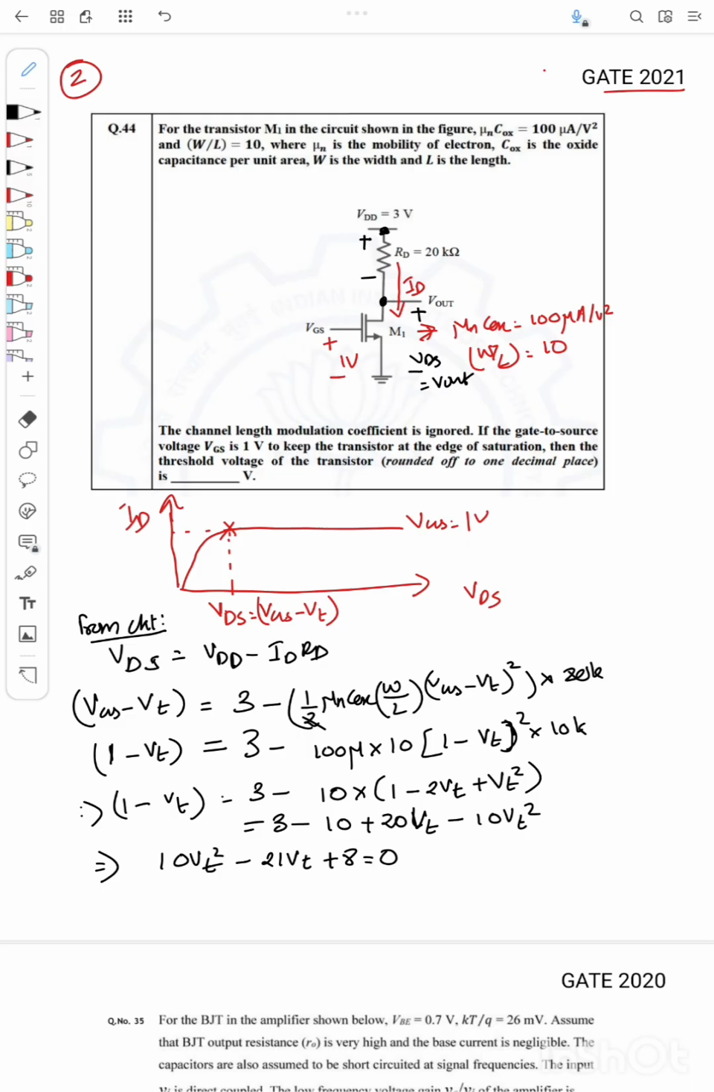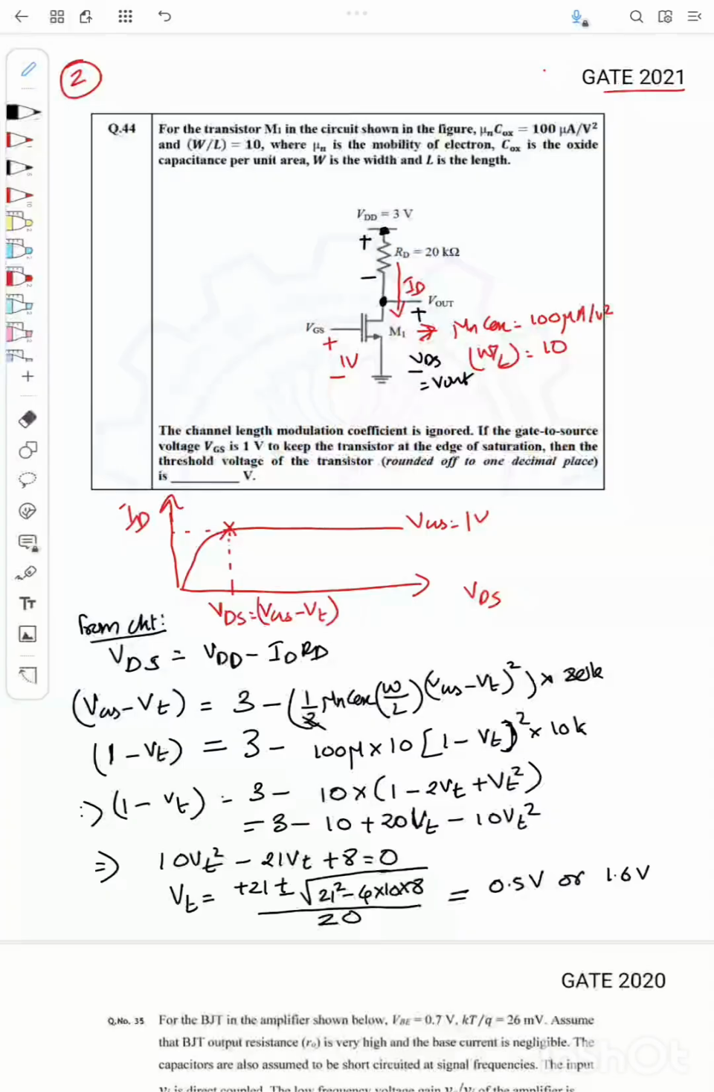equation. If I solve this, I'll get VT as minus B, so plus 21 plus or minus root of B squared, 21 square minus 4 AC, 4 into 10 into 8, by 2A, so 20. If I solve this, I will get two values, either 0.5 volt or 1.6 volt. Okay, so which must be the correct value?